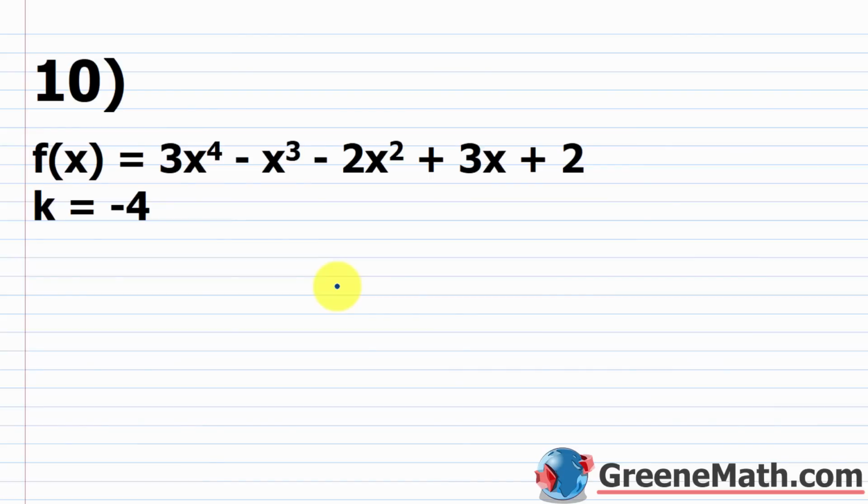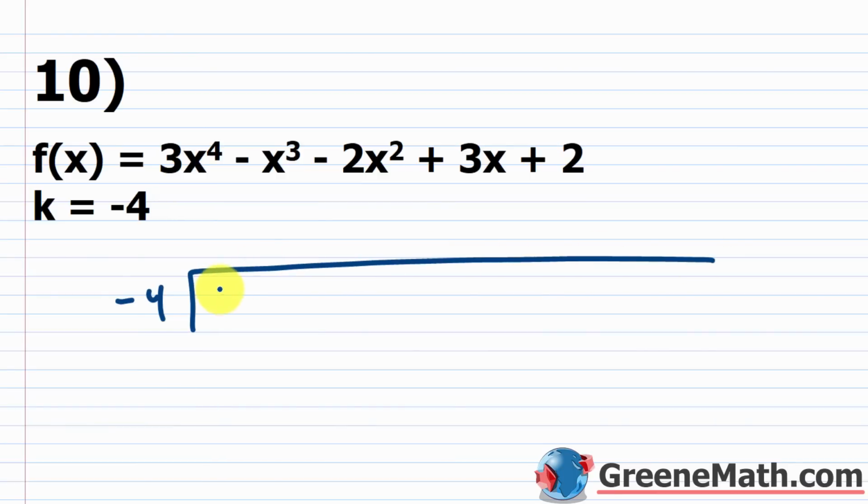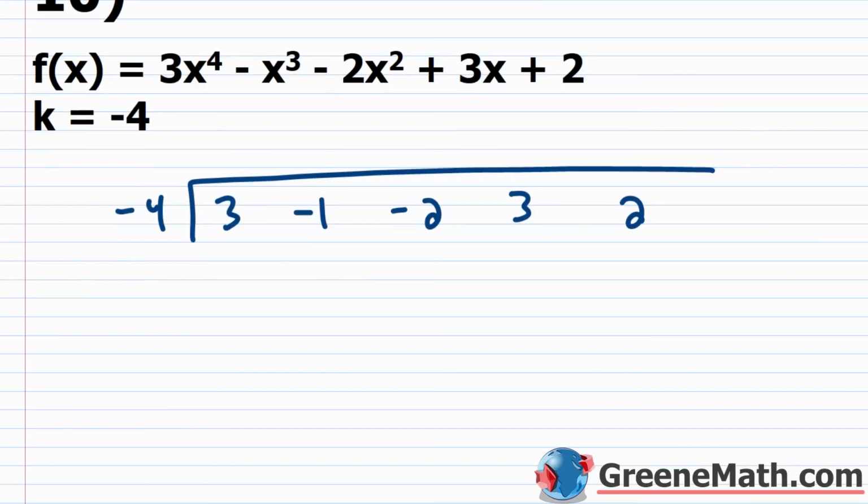All right, for problem 10, we have f of x equals 3x to the 4th power minus x cubed minus 2x squared plus 3x plus 2. The k value here is equal to negative 4. So let's put a negative 4 here. And then let's take the 3, the negative 1, the negative 2, the 3, and then the 2. Let me fix that. So we're going to be testing for a lower bound, again, because this is negative.